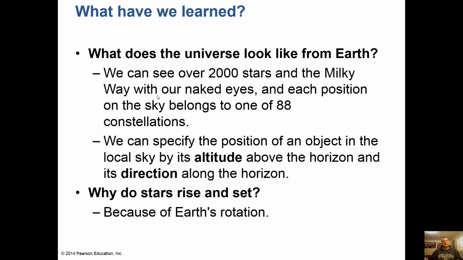So to summarize here, we know that we see about 2,000 stars and the Milky Way, which is 200 billion stars, with our naked eyes, and each position on the sky belongs to one of just 88 constellations. We can specify the position of an object in the local sky by its altitude above the horizon and its direction along the horizon. The stars rise and set because of the Earth's rotation.